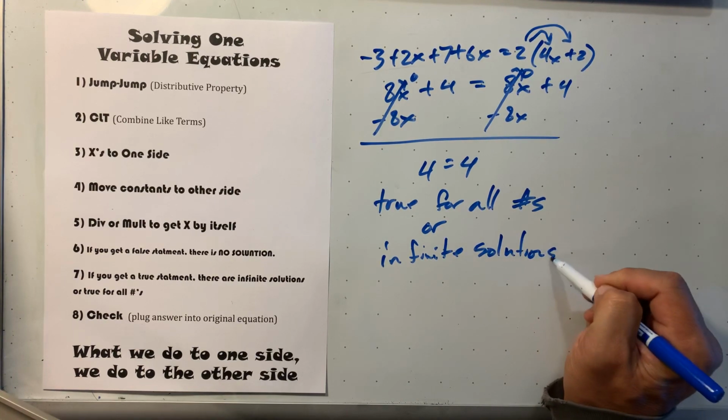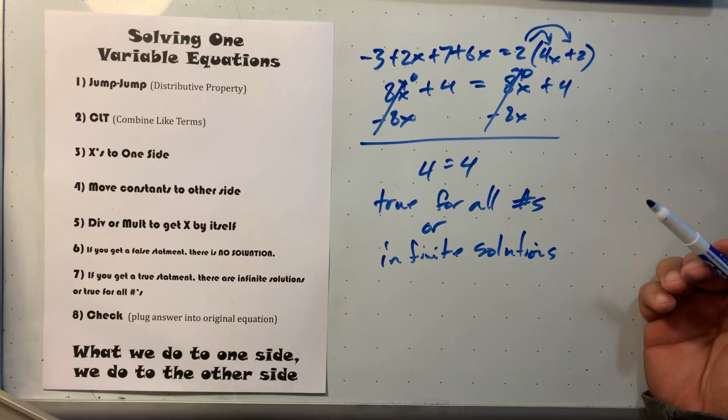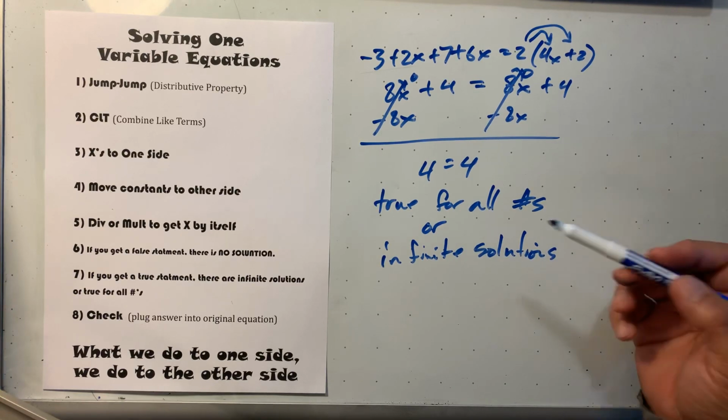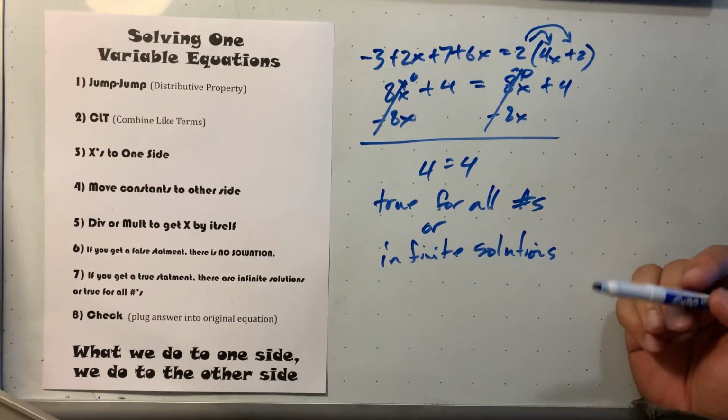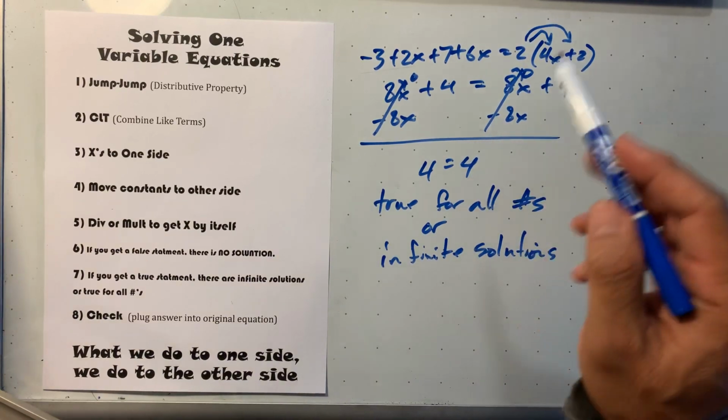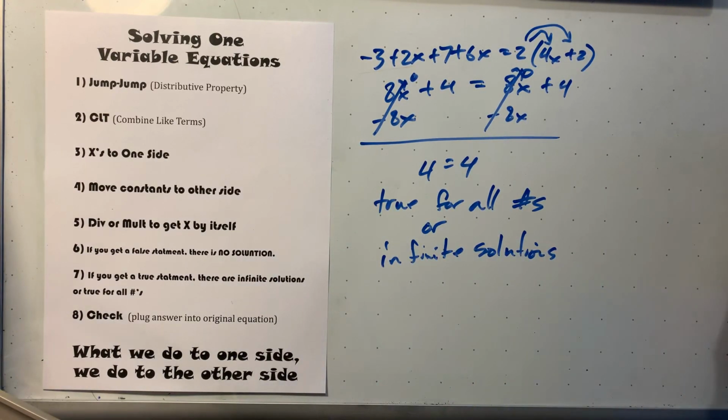So this isn't going to happen all the time, but it's something that can happen. So no matter what number you plug in for x, you're going to get the same answer. If it was on a graph, then the two graphs of that line would be exactly the same.